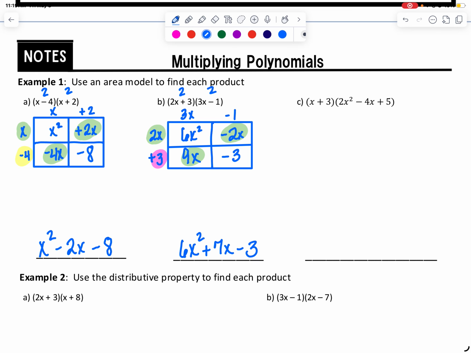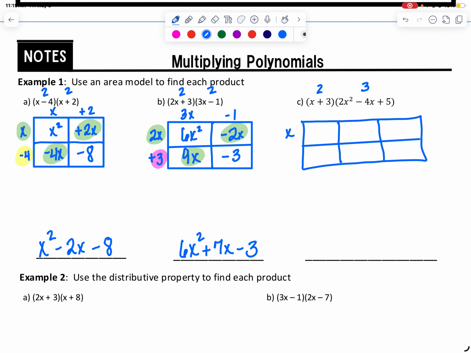Problem C, x plus 3 times 2x squared minus 4x plus 5. So here we have two terms by three terms. So this time I'm going to want to make a 2 by 3 rectangle. So let's cut this into 3 parts and this into 2 parts. All right, so again, I'll take my smaller binomial, x plus 3, and put it along the side. I'll take my larger polynomial and put it on the top. So 2x squared, negative 4x, and positive 5.